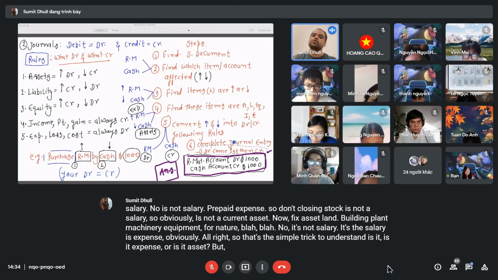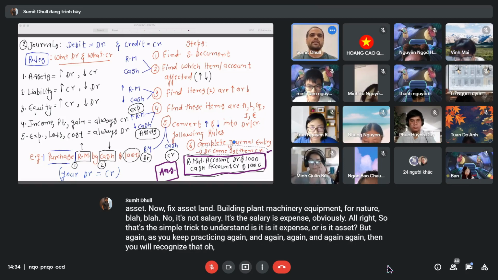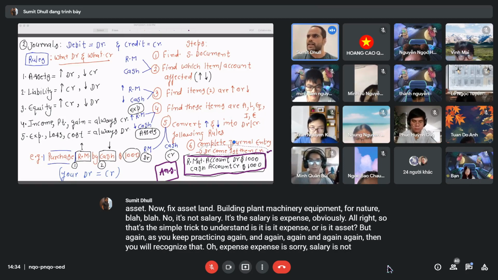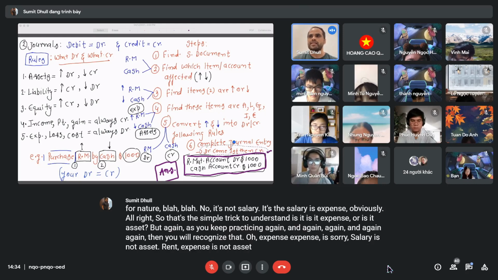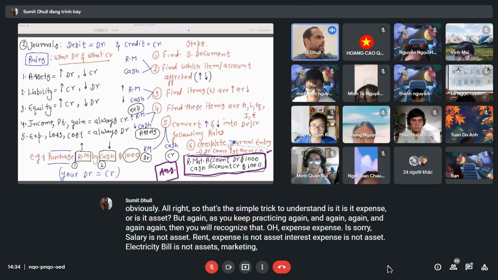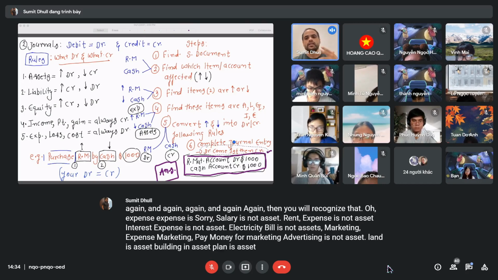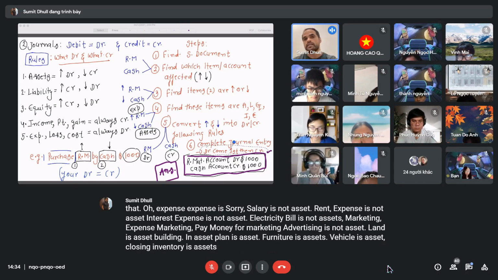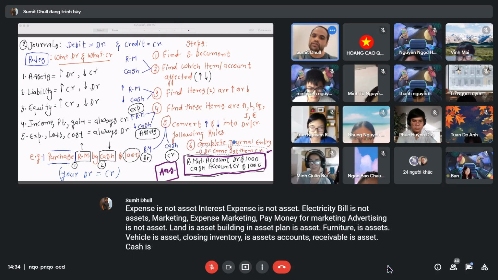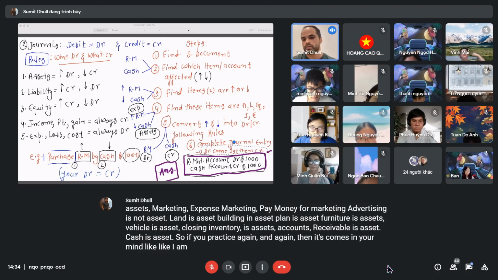But as you keep practicing again and again, you will recognize that salary is not an asset. Rent expense is not an asset. Interest expense is not an asset. Electricity bill is not an asset. Marketing expense, paying money for advertising, is not an asset. Land is an asset. Building is an asset. Plant is an asset. Furniture is an asset. Vehicle is an asset. Closing inventory is an asset. Accounts receivable is an asset. Cash is an asset. So if you practice again and again, it comes into your mind like I am speaking, and you will be able to speak like this.